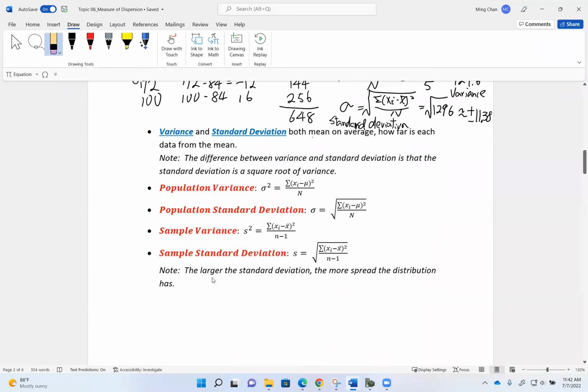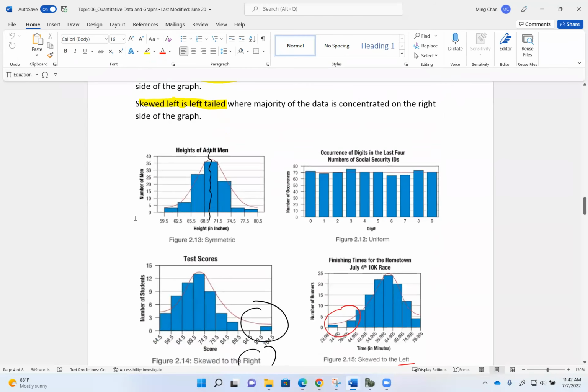So the larger the standard deviation, the more spread the distribution has. That means the wider this graph is, so the wider these bars are going to be. The width of these bars can get a little bit bigger. Stay tuned, you will see why. You will see what I mean by that in another topic.